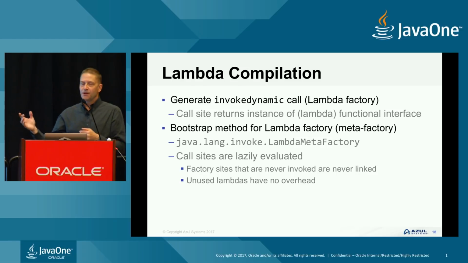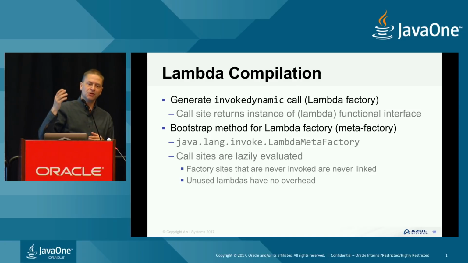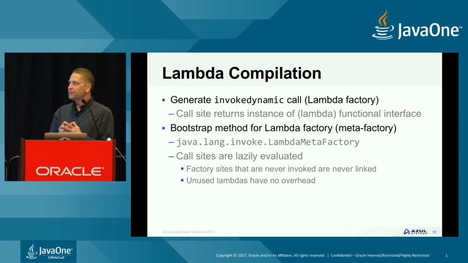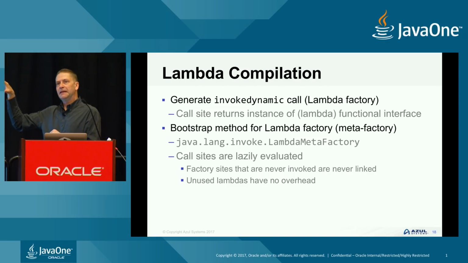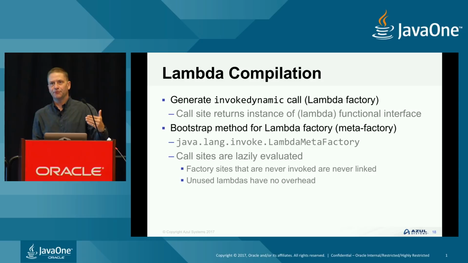And in fact, to do that, we also have a thing called the bootstrap method, which is the Lambda meta factory. And that uses the java.lang.invoke Lambda meta factory class. The important thing about this, in terms of the way that Lambda expressions work, is that the call sites of the Lambda expressions where we use the meta factory are evaluated in a lazy way. That means that if you don't use that Lambda expression, you don't have any overhead associated with it.